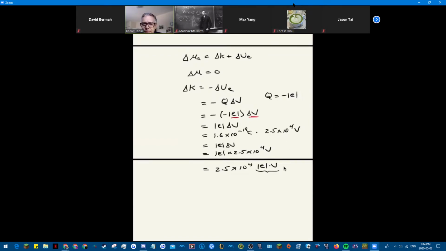Yes, Madhav? How do we know to say kinetic energy instead of electric potential energy? They want you to sort of ask how much energy is gained. Well, the energy that is gained here is kinetic energy, right? Okay, thank you. It's losing potential energy.